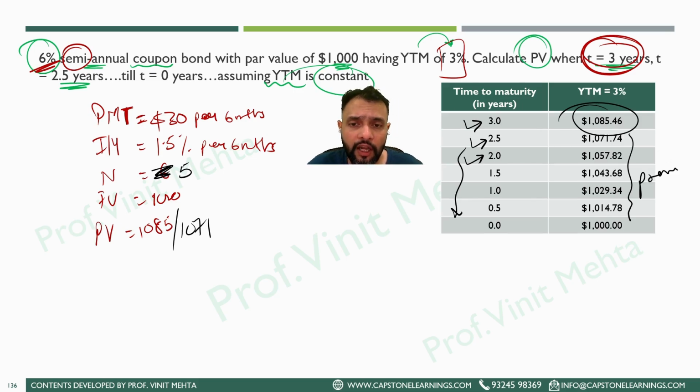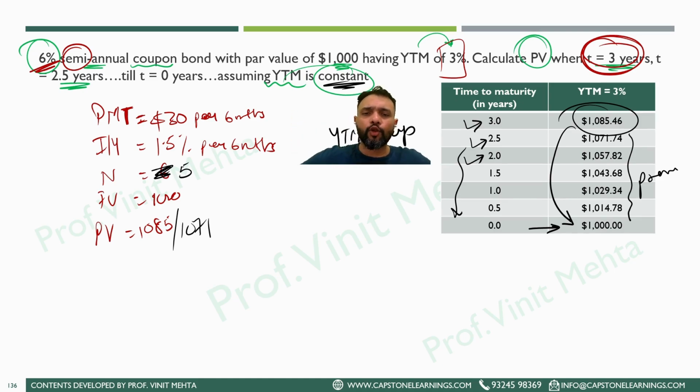Why? Because throughout its life, YTM is constant. Throughout its life, YTM is less than the coupon. So it continues to stay at a premium, yes, but the price keeps on falling and approaches $1,000. On the last day, it is going to be $1,000. And it kind of makes sense, right? At least on the last day, it has to be $1,000. Don't you think so?